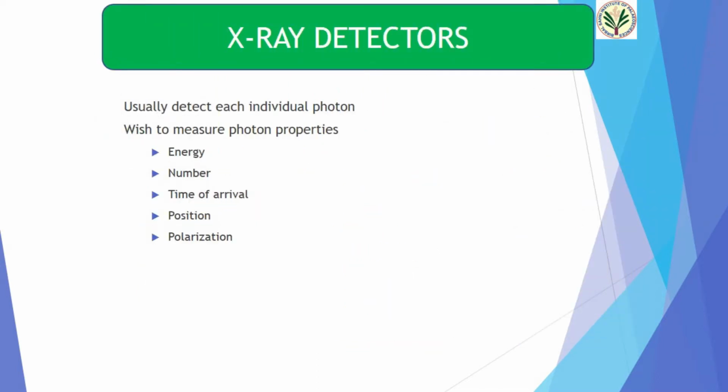Now we will talk about X-ray detectors. Usually, an X-ray detector detects individual photons, and we wish to measure properties such as energy, number, time of arrival, position and polarization. These are all the properties which a detector measures.